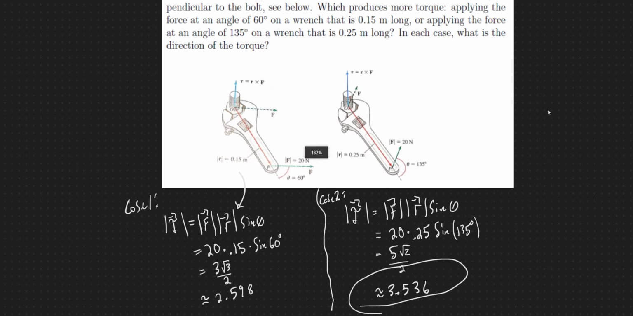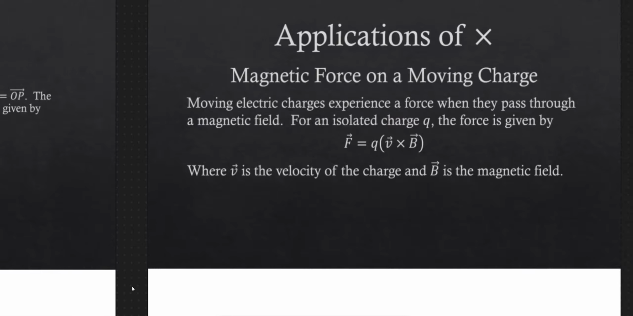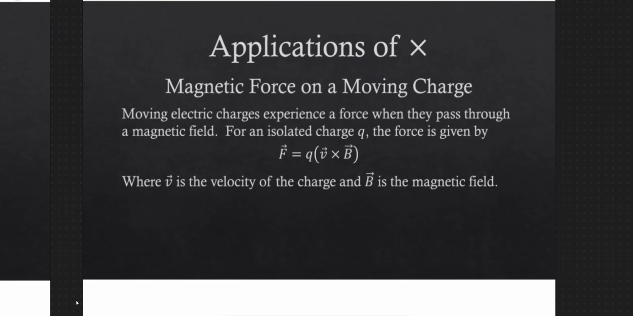All right, that's it for this one. In the next one, we're going to examine a different use of the cross product. It's another kind of twisting motion, but in this case, it's the magnetic force that a moving charge feels as it moves through a magnetic field. All right, I'll see you there.